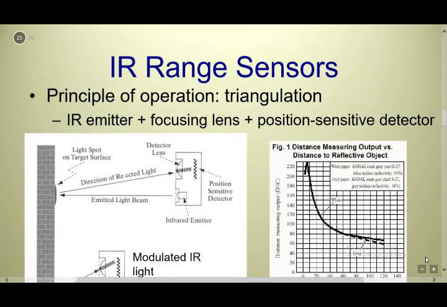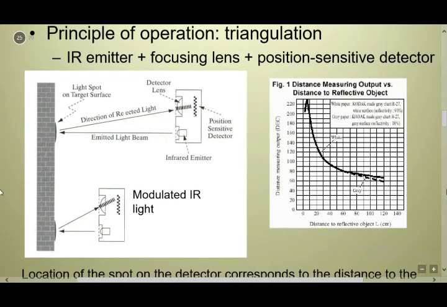Infrared range sensors, principle of operation: triangulation. An infrared emitter plus a focusing lens plus a position sensitive detector. In this figure you observe the emitted light beam, the direction of the reflected light, the detector lens, and the position sensitive detector. This is the object, and here the position sensitive detector identifies the light spot.